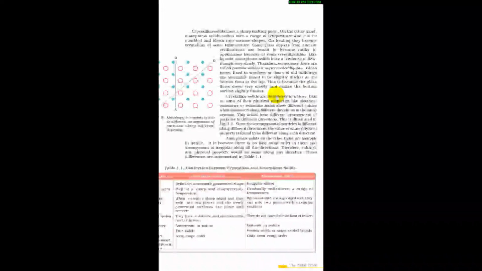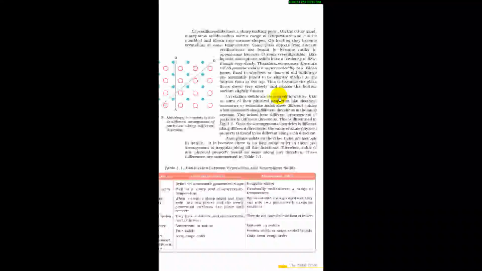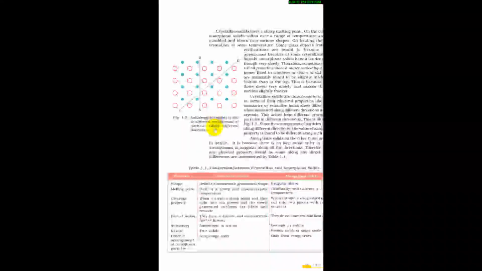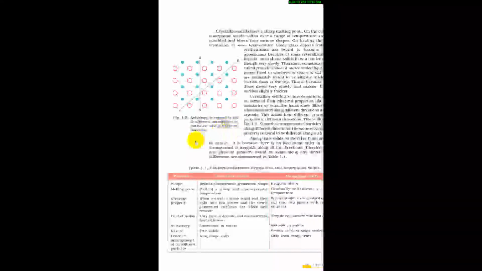Due to the difference in the arrangement of the constituent particles in the two types of solids, their properties differ. Crystalline solids are anisotropic in nature, that is, some of their physical properties like electrical resistance or refractive index show different values when measured along different directions in the same crystal. This arises from different arrangements of particles in different directions. This is illustrated in this figure, where anisotropy in crystals is due to the different arrangement of particles along different directions.